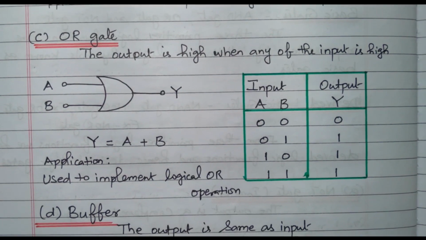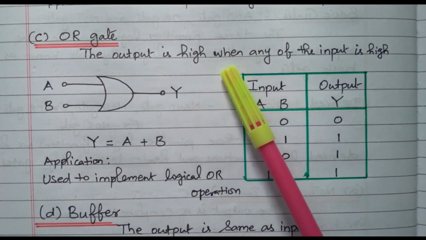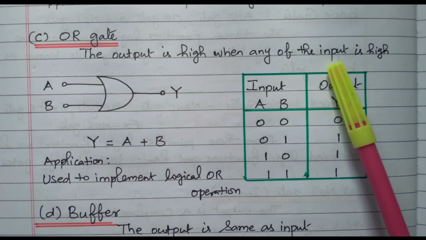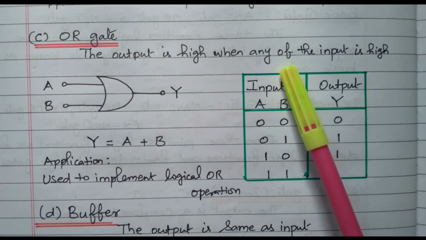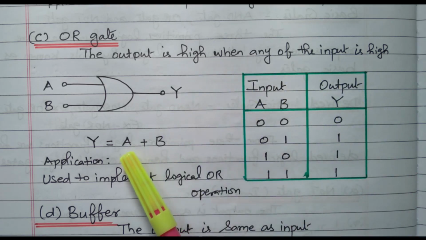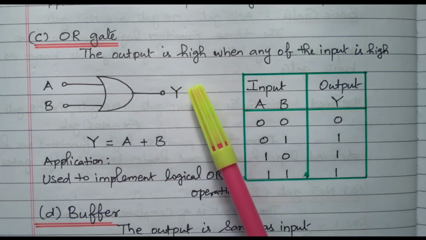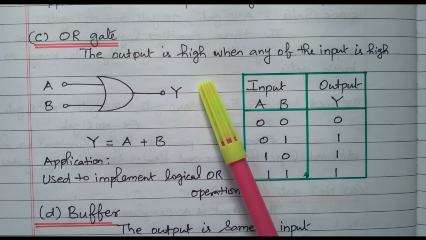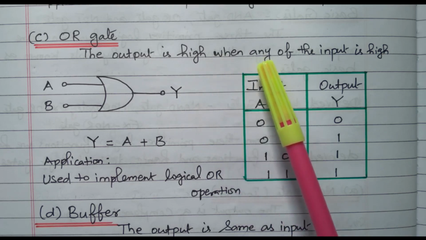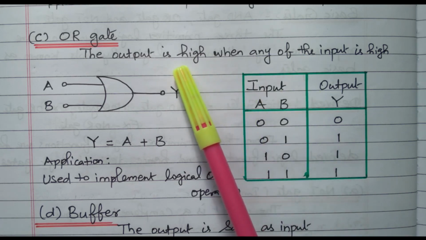The output is high only when any one of the inputs is high. So the OR gate is OR, either OR, right? Any one input is high, then only we'll get the high output. In the previous case, the AND gate, both the inputs should be high, then only we got the high output. Here any one input is high, then we'll get the high output.